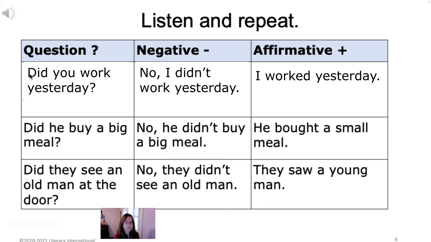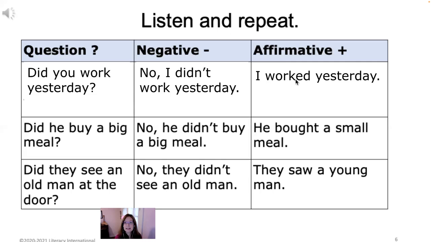We can also add W questions in front of that, like when did you work, where did you work, but did is going to be used with the question. And then the negative is going to be did not, or more commonly in spoken speech, didn't. And again, the verb is still in that base form. It's not worked with an ed, it's just work. I didn't work yesterday.